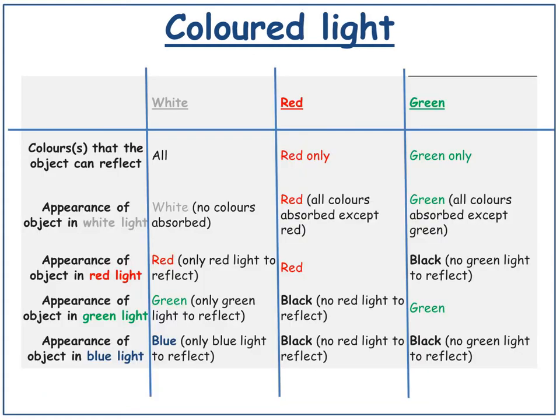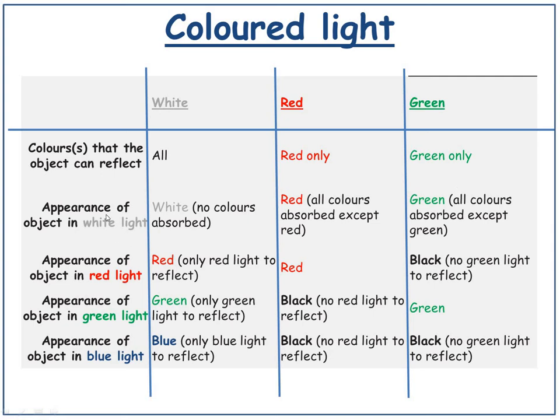So if you used different coloured lights and you had different coloured objects, at the top here is the colour of the object itself, and this is the appearance in different coloured lights. So the colours that the object can reflect: a white object would reflect all of the colours, a red object would reflect red, and a green object would reflect green.